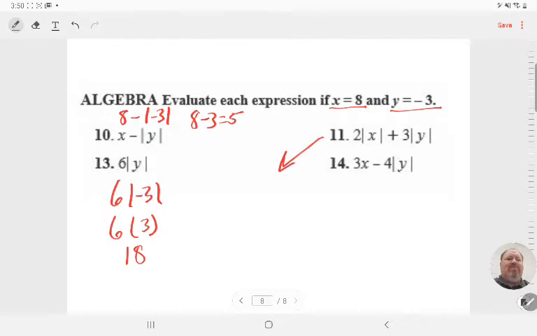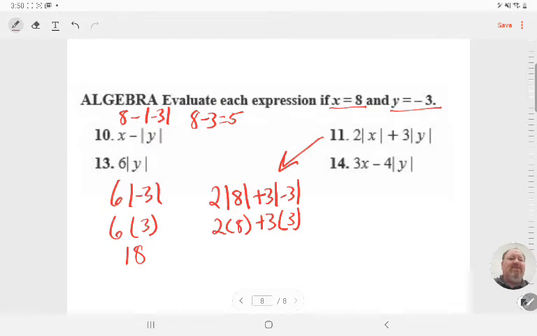Number 11, let's move it over here. 2 times the absolute value of x plus 3 times the absolute value of negative 3. So I'm just plugging in what I know. Now it'd be 2 times 8 plus 3 times 3, because the absolute value of negative 3 is 3. Then I just use order of operations. 2 times 8 is 16, plus 3 times 3 is 9, which gives me 25.